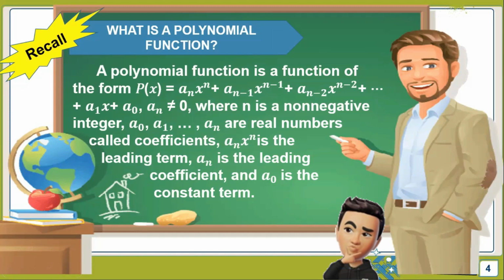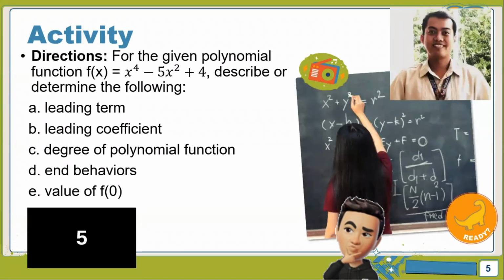This time, let us answer this activity. For the given polynomial function f of x equals x raised to the 4th power minus 5x squared plus 4, describe or determine the following. For letter A, the leading term; letter B, leading coefficient; letter C, degree of the polynomial function; letter D, end behaviors; and letter E, the value of f of 0. You will be given 1 minute to answer this activity. And your timer starts now.